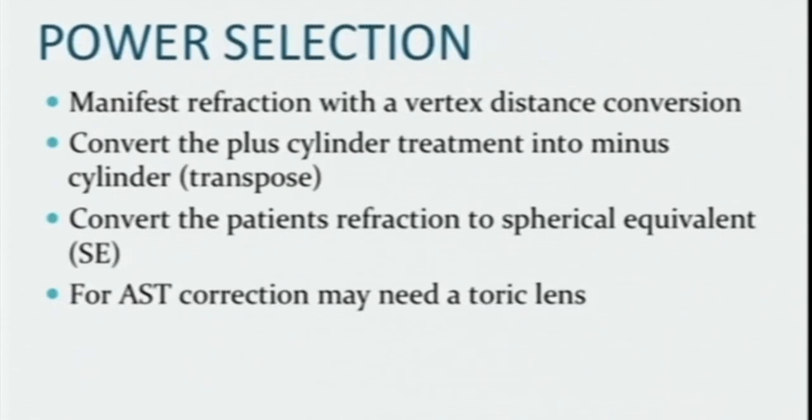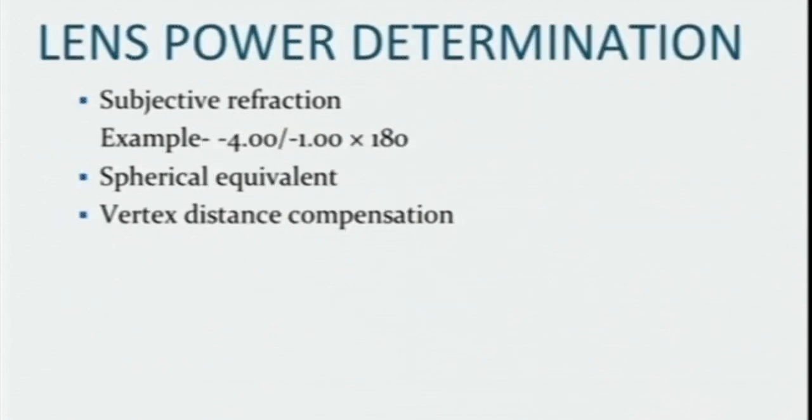And the power selection will be by manifest refraction, which you have done previously, with the vertex distance conversion. I'll talk about vertex distance later. If there is going to be a plus cylinder, you'll have to convert it into a minus cylinder by transposing. And the patient's refraction should be the spherical equivalent in some cases. For astigmatic correction, you may need a toric lens.